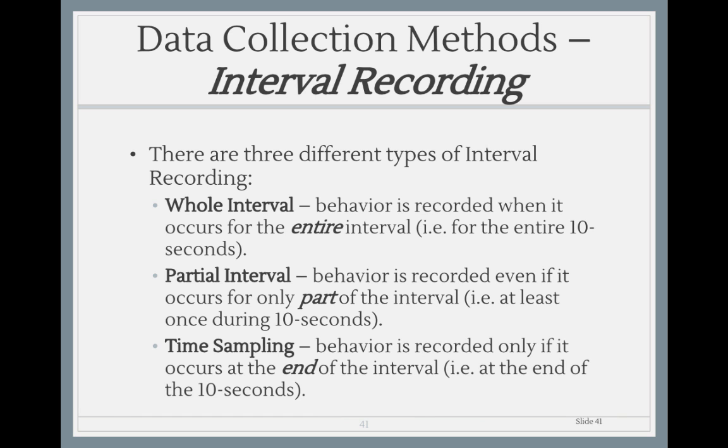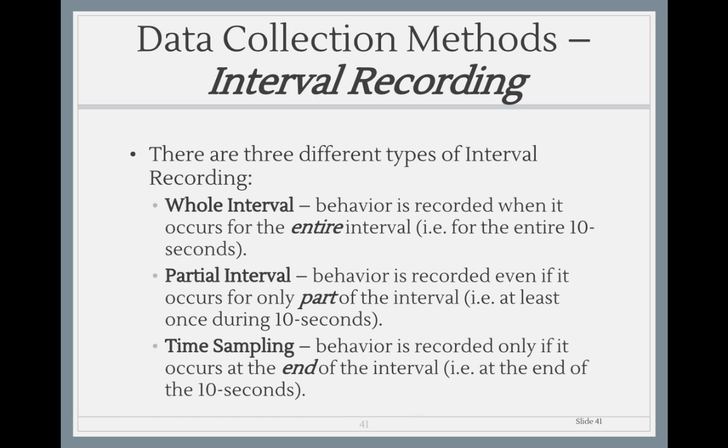There are 3 different types of interval recording. The first is whole interval. This would be that the behavior is recorded when it occurs for the entire interval. So for example, it would have to occur for the entire 10 seconds of that interval. A good example of this would be if you are recording how often a student is up out of their seat. So if you are doing whole interval recording for a student who is out of their seat, they would have to be up wandering around the classroom for the entire 10 seconds of that interval in order to be counted.